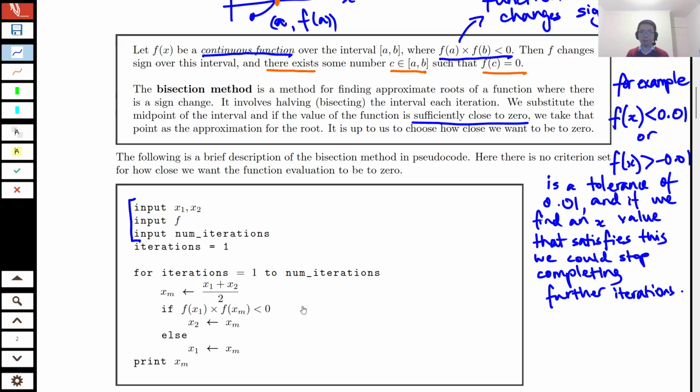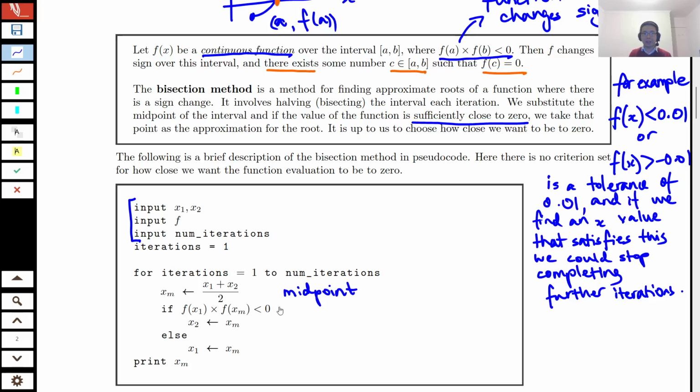In the next version of the program, which is further down the page, we'll do a tolerance instead. And I've got a counter for the number of iterations that have been completed so far. So all I'm going to do is do a for loop from 1 to the number of iterations that I want. Could be 10, could be 100, whatever I like. So xm is my symbol for the midpoint. So this line calculates the midpoint.